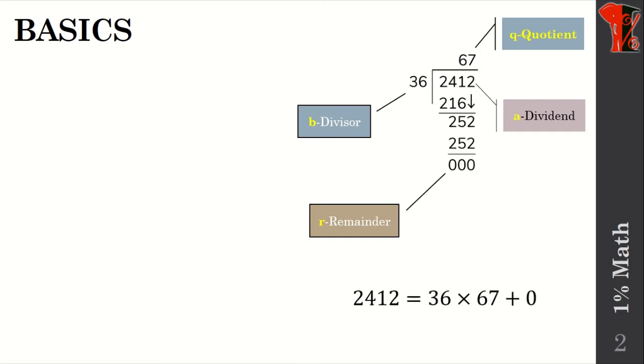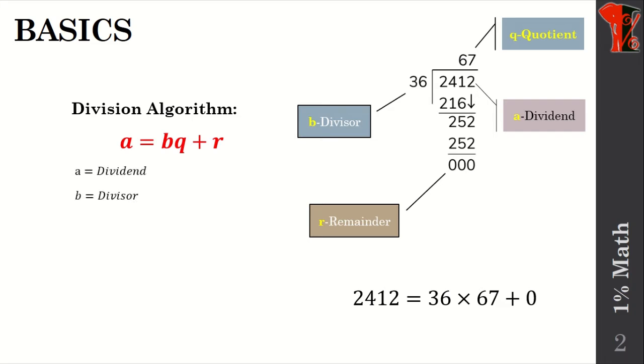2412 is equal to 36 into 67 plus 0. If I simplify the right hand side of this, I am going to get the answer as 2412. We call this the division algorithm, and it is also called Euclid's division algorithm. So you can see here it is represented as A is equal to BQ plus R. Here A represents the dividend, B represents the divisor, Q represents the quotient, and R represents the remainder. It is the first basic that we need to know.